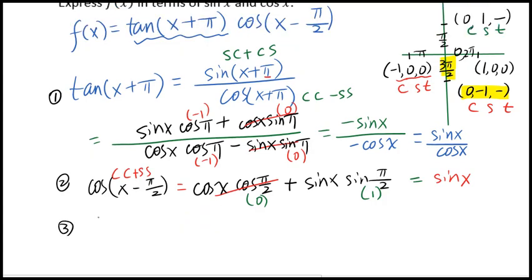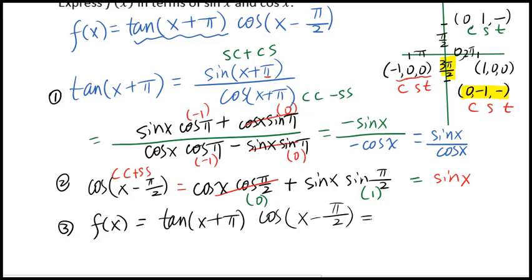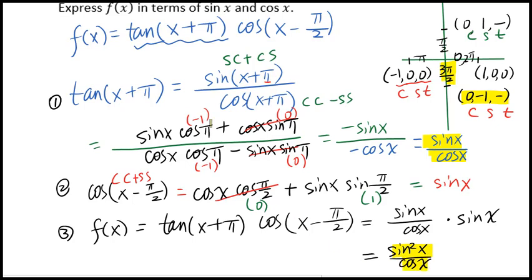Then the third step, we're working on this f of x equals tangent x plus pi, then times cosine x minus pi over 2. You will get sine x over cosine x, it's from here, then times sine x. So put this together. You will get sine square x over cosine x. This will be the final answer because we did express f of x in terms of sine x and cosine x.